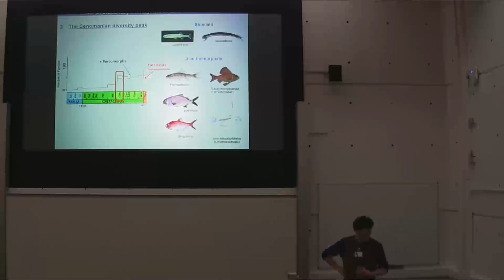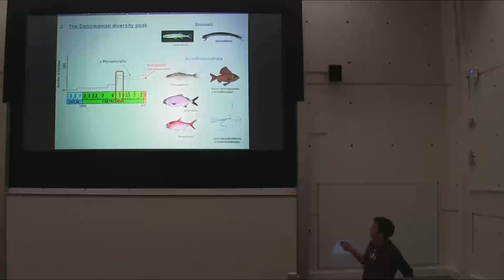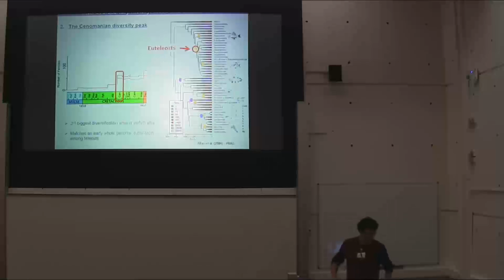So the other diversification is in the Cenomanian. If we look a bit closer at the diversifying groups within Actinopterygii, it's mainly the teleosts that are involved in the diversification, the non-percomorph teleosts, and mainly those guys here, the Acanthomorphs. And there's a paper that's been published in 2009 by Alfaro et al., and they identify this teleost diversification as the second biggest diversification among vertebrates.